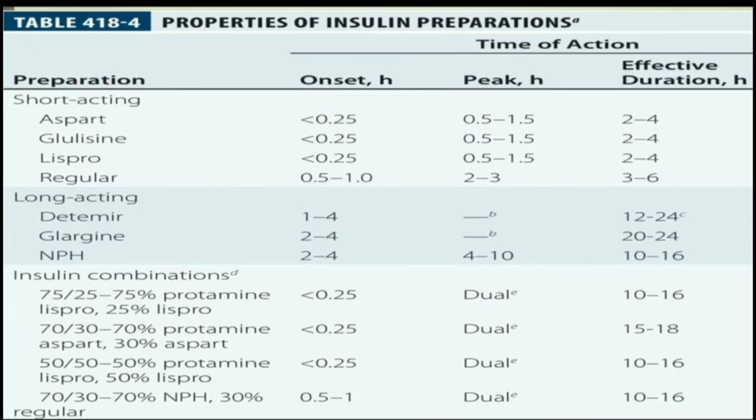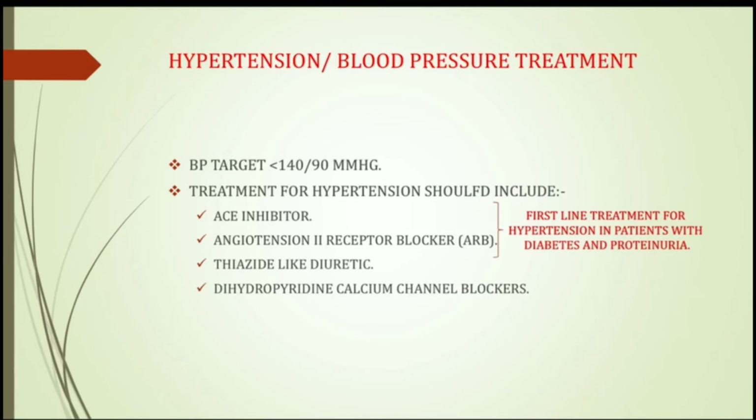So in this slide, you can see the different preparations of insulin, which are generally used in type 1 and type 2 diabetes mellitus treatment, like short-acting, which include aspart, glulisine, lispro, and regular; long-acting, which include detemir, glargine, and NPH. NPH means neutral protamine Hagedorn, a crystalline suspension of insulin with protamine and zinc, which gives the intermediate-acting insulin. Also, combinations of insulins, like long-acting and short-acting put together in 75-25, 70-30, 50-50 ratios for better diabetes control.